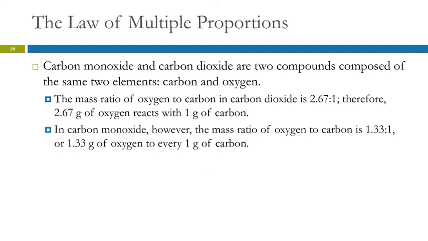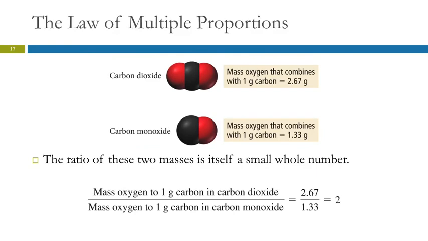You might say, I'm not really seeing any whole numbers right now. What's going on? Well, this is the ratio for one compound, and this is the ratio for the other compound. We need to do the ratio of the ratios. So we take the ratio of this one for carbon monoxide. And again, I'm just choosing the big one on top because I like large numbers. 2.67 divided by 1.33, and we come up with 2.